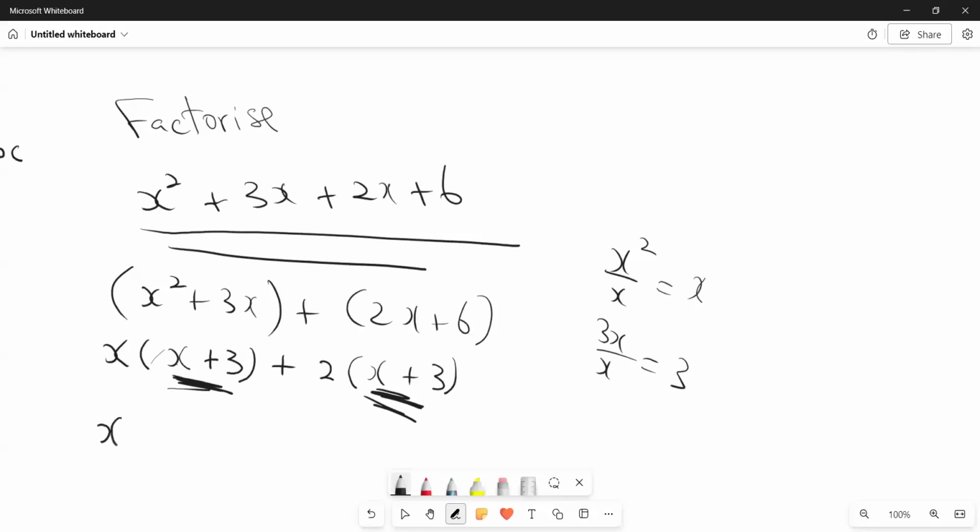So we can pull x plus 3 here to the front, times what is in front of the thing here, x plus 2. Right?